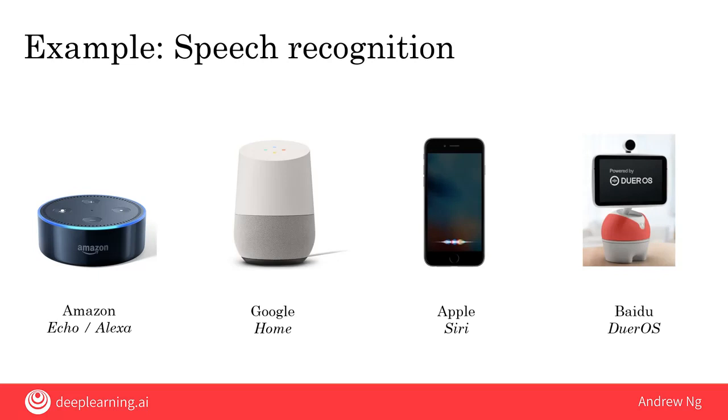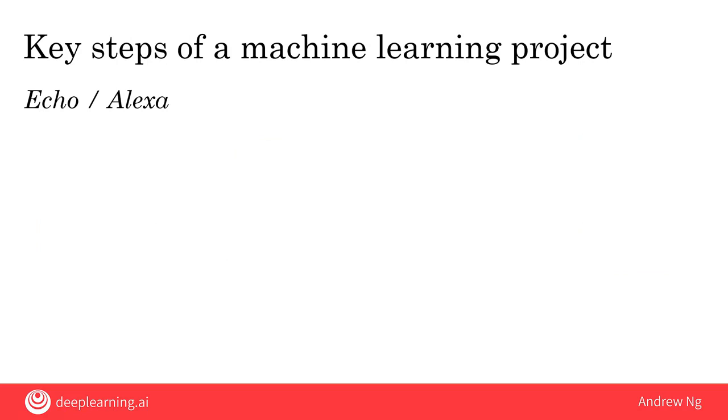So how do you build a speech recognition system that can recognize when you say Alexa, or Hey Google, or Hey Siri, or Hello Baidu? Let's go through the key steps of a machine learning project. And just for simplicity, I'm going to use Amazon Echo and detecting the Alexa keyword as this running example. If you want to build an AI system or build a machine learning system to figure out when a user has said the word Alexa, the first step is to collect data.